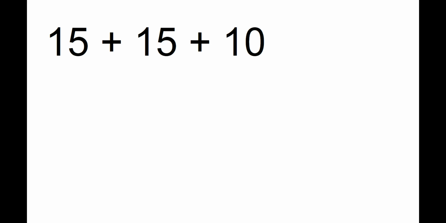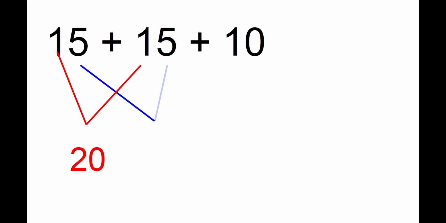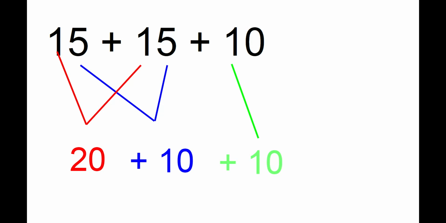So for the equation 15 plus 15 plus 10, we can look at first adding some tens together. So 10 plus 10 is 20. And then we can look in the ones place and see if there are any groups of 10. And 5 plus 5 equals 10. So we'll add that 10 together. And then we have one last 10 at the end of our equation. And when we add 20 plus 10 plus 10, we get 40.